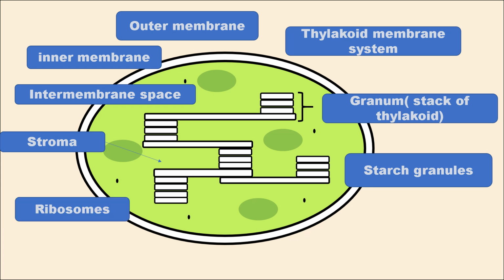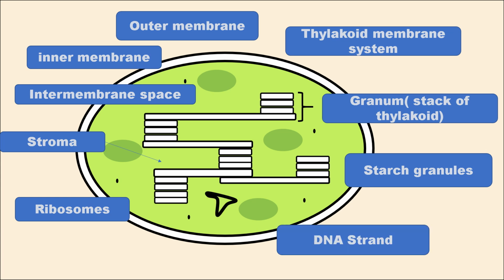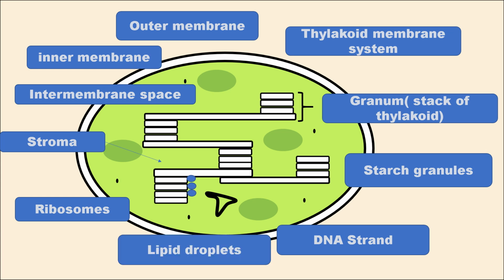And you can see in this picture, chloroplasts have their own ribosomes, allowing them to synthesize their own proteins. And the chloroplasts have their own DNA strand, and you can see they are typically found in a loop form. Finally, lipid droplets. In recent past papers, they have introduced the presence of lipid droplets in chloroplasts, which are involved in lipid storage.